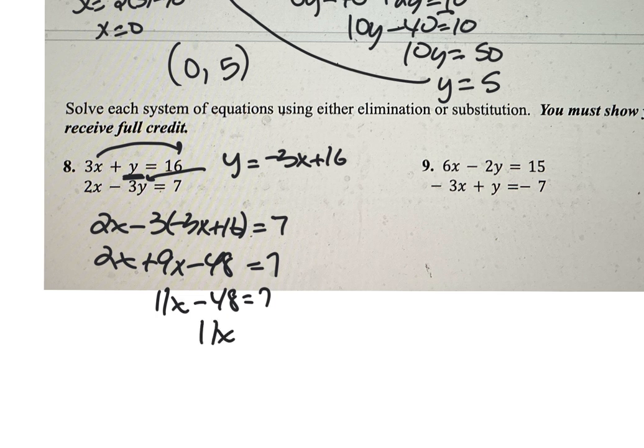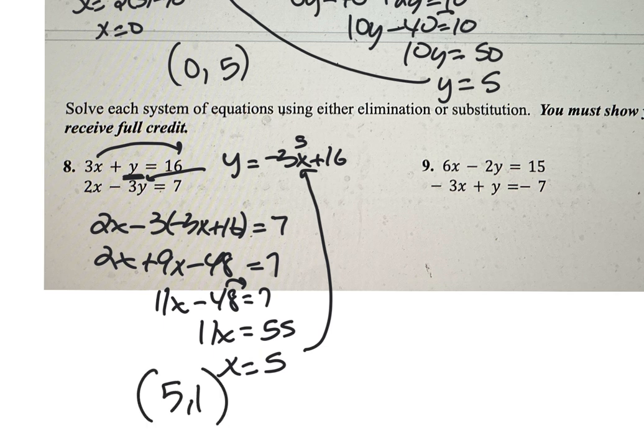Let's move that 48 over. It becomes plus 48. 48 plus 7 is 55, divided by 11. There's my 5 for x. Plug it back in where we started. That would give me negative 3 times 5, which is negative 15 plus 16, which is 1. So my answer is x is 5 and y is 1.